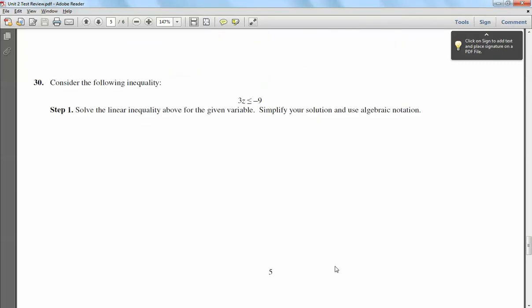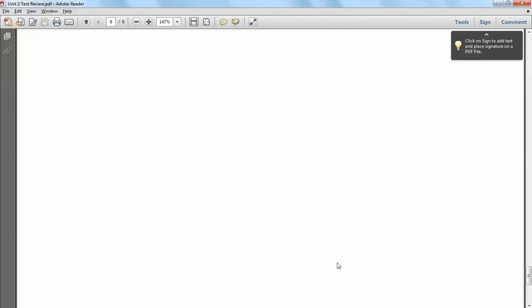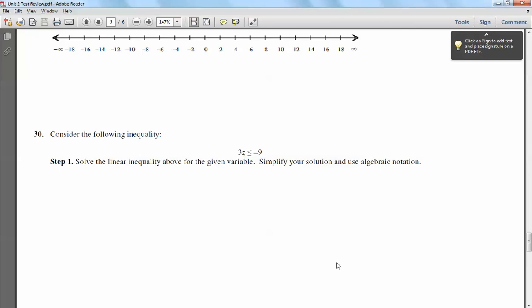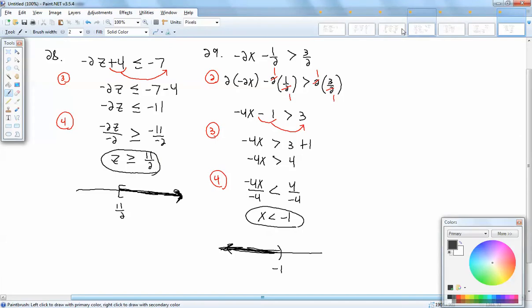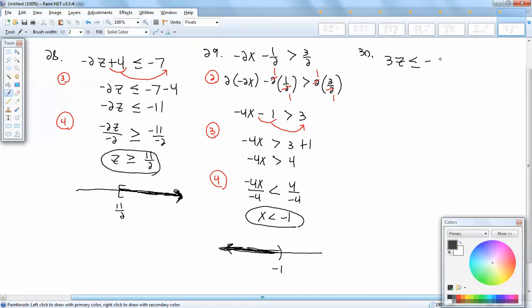Last problem. Does it not want us to graph that? Oh, graph it. It's on the second page. So we got 3z. I think I can actually fit that on here. 3z is less than or equal to -9. Going through our 4 steps.